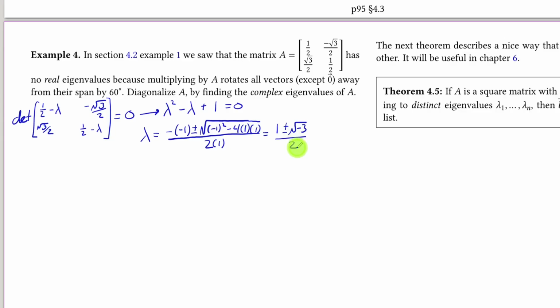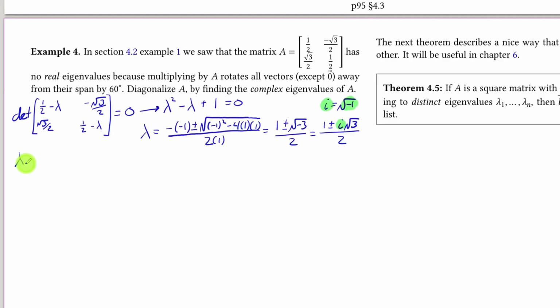Now, the square root of -3 is i times the square root of 3, because remember, i here is the square root of -1, and all divided by 2. So these complex numbers are eigenvalues. Let's find eigenvectors.